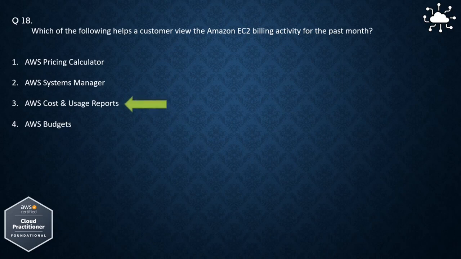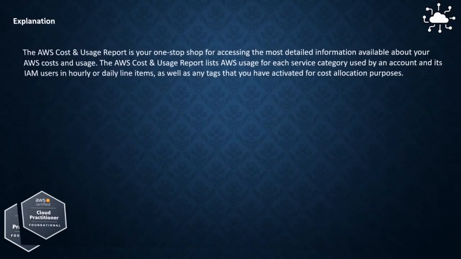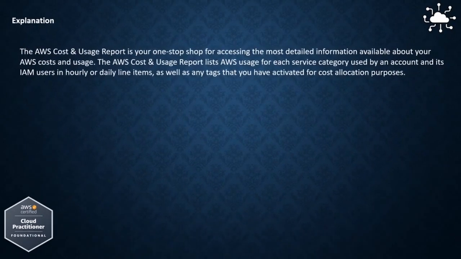The correct answer is AWS Cost and Usage Reports. Explanation. The AWS Cost and Usage Report is your one-stop shop for accessing the most detailed information available about your AWS costs and usage. The AWS Cost and Usage Report lists AWS usage for each service category used by an account and its IAM users in hourly or daily line items, as well as any tags that you have activated for cost allocation purposes.